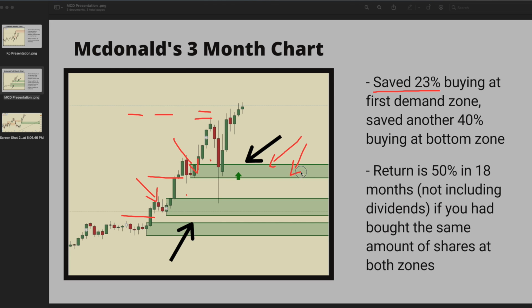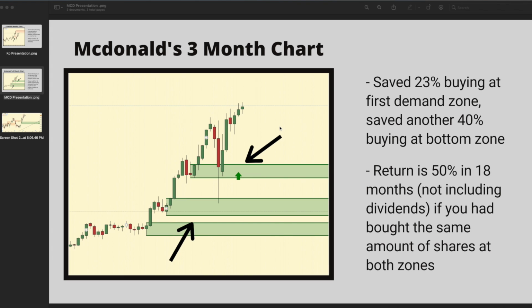So say if you bought 10 shares here and then 10 shares here, your average price probably would have been somewhere around here, and then that return is 50% in only 18 months. So it's pretty crazy, where if you would have just bought randomly, maybe your return is only half of that. So basically the whole idea of this video is just to show you guys how to maximize your profits by doing this and being patient and sitting on your toes.